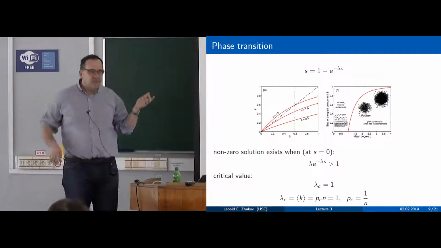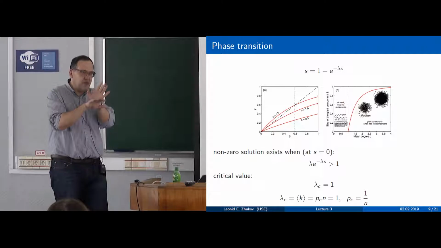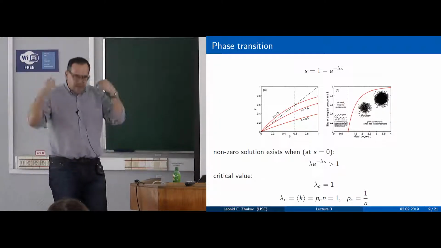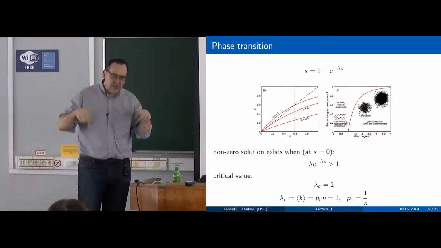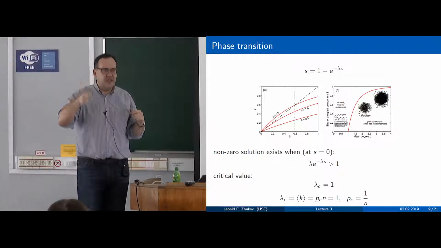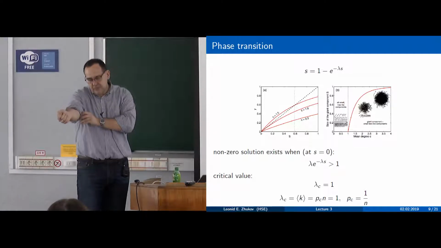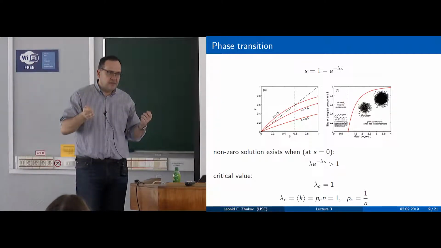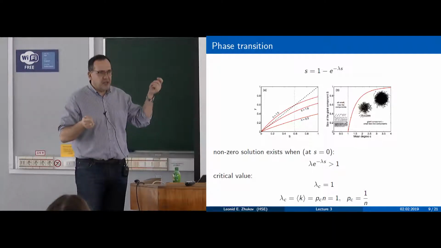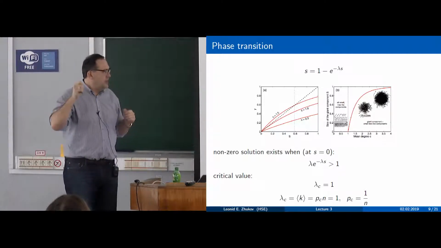So when lambda is less than 1, the only solution you have for this equation is that the fraction S is 0. When lambda is greater than 1, or first equal to 1 and then becoming greater, you get a non-zero solution. Now, unrolling back, to remind you, S is the fraction of the nodes that belong to a gigantic connected component, that are connected to each other. So that means the graph becomes connected when the parameter lambda crosses a value equal to 1.